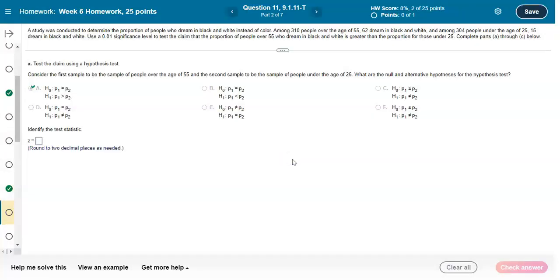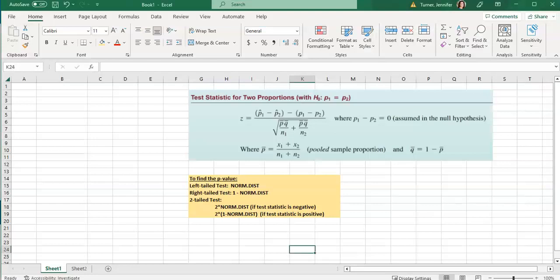So now we need to find the test statistic. So in Excel, there is not a straight up way to compute the test statistic, so we're going to have to build it by hand, but it's not so bad. So this is the formula for the test statistic. It looks a little gnarly, but it really isn't bad when we're using Excel.